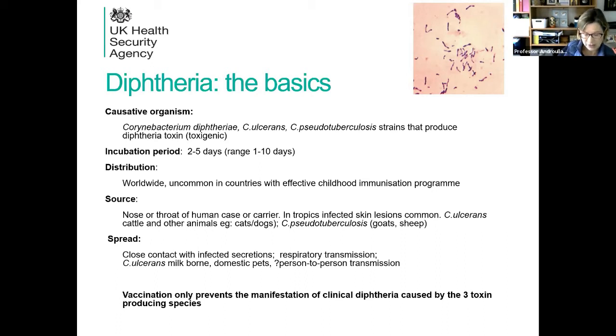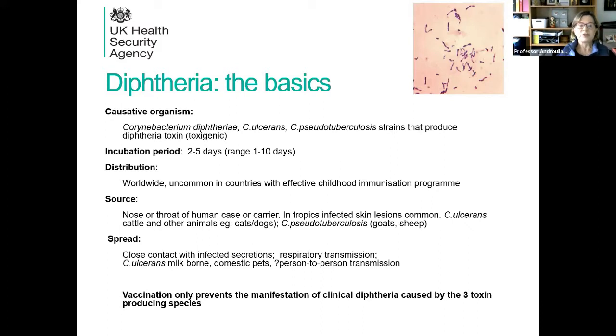immunization programs. The primary source of the organism is the upper respiratory tract, the nose or throat. And in places like the tropics, where skin diphtheria is particularly common, infected skin lesions. And C. ulcerans, as I said, is a zoonotic pathogen and can be found in many animals, particularly companion animals such as cats and dogs. C. pseudotuberculosis is more linked with goats and sheep.